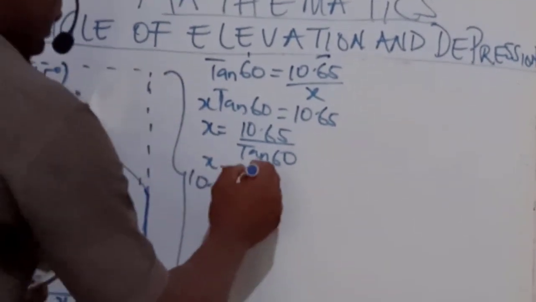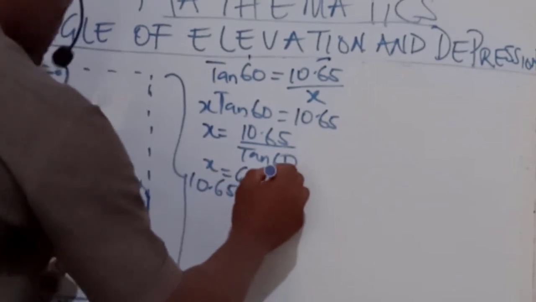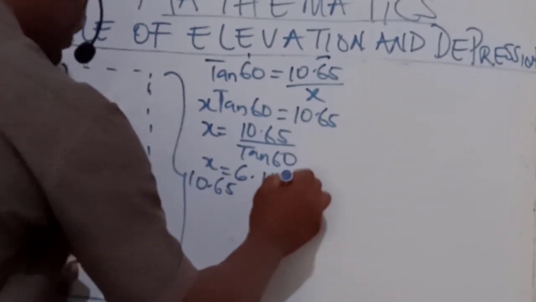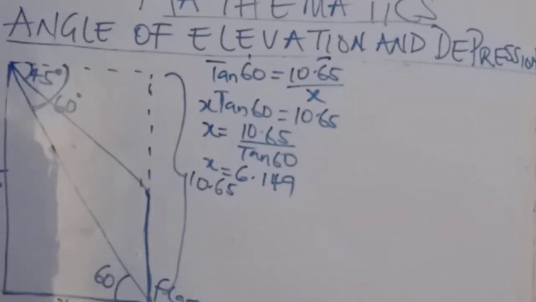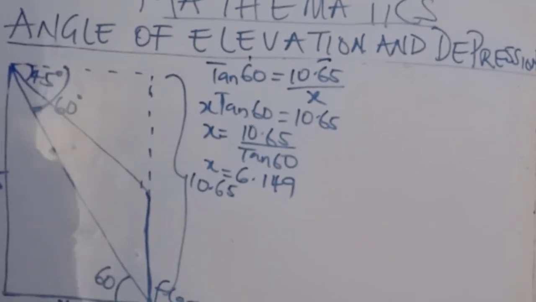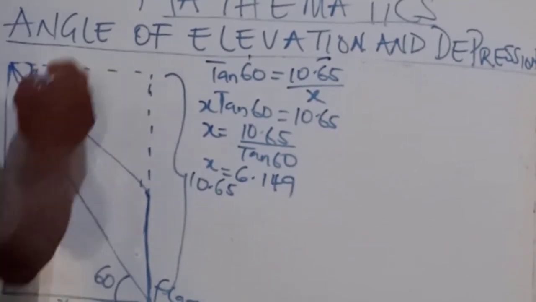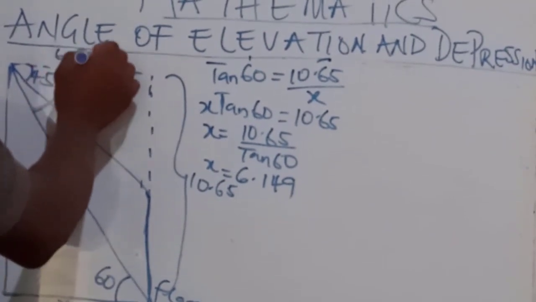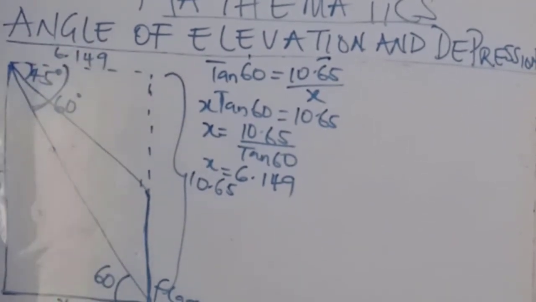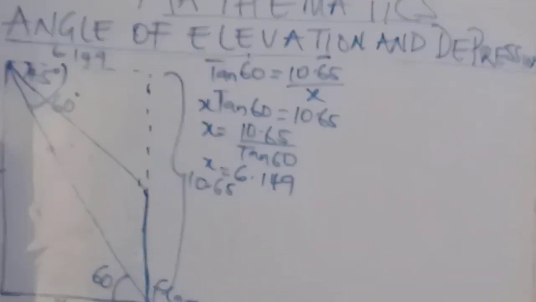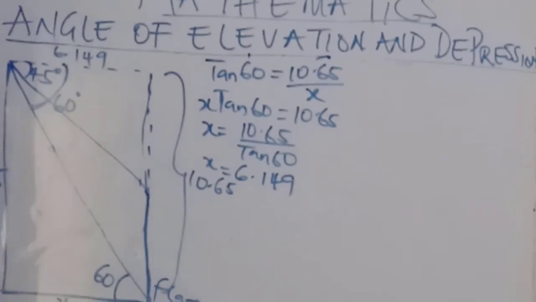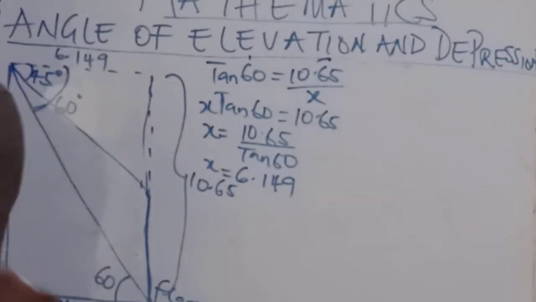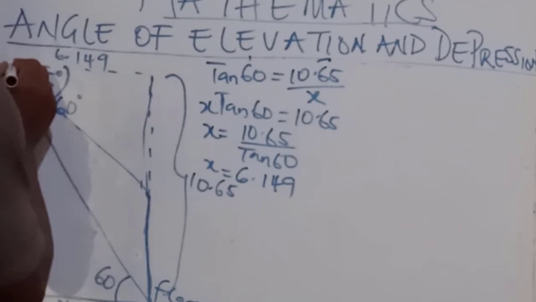So I have 6.149. Okay, that is for this. If this place is 6.149, it means that here is also 6.149. I'm sure you're following. All right, remember our goal is to find this. So we should consider this small triangle. I'll use the black marker to mark it.